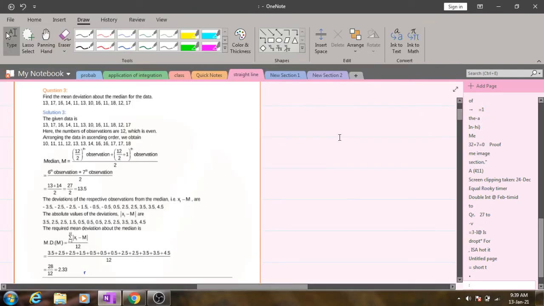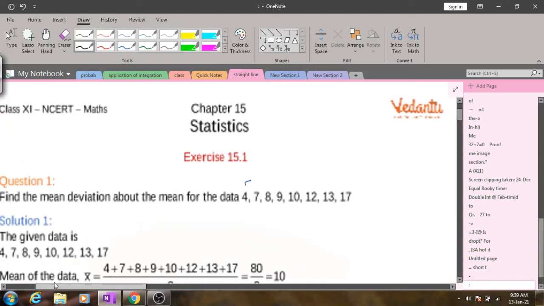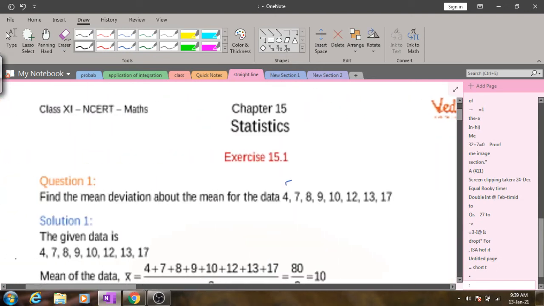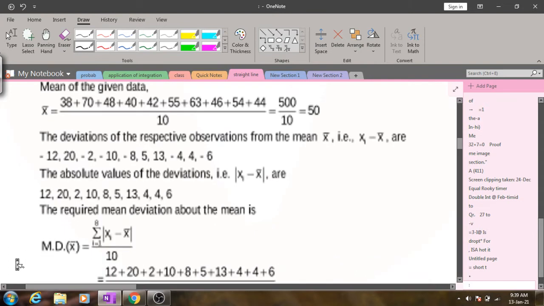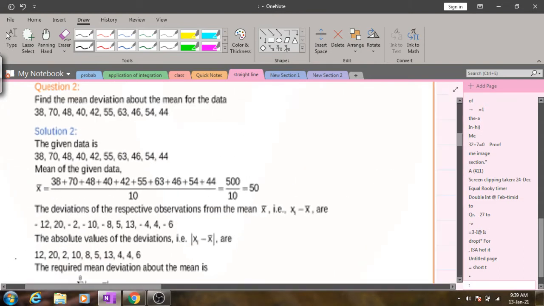Good morning everyone. Today we're going to discuss the topic of statistics, which we had already started in our previous class. So we'll be discussing question number 2. Although we had done question number 1 in the class, I would still like to give you a glimpse of what question number 2 actually says.